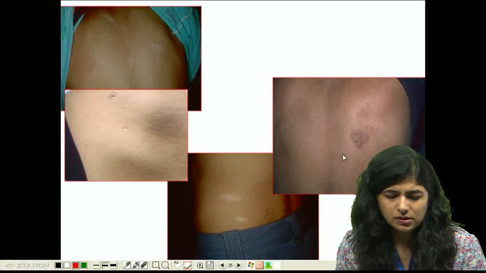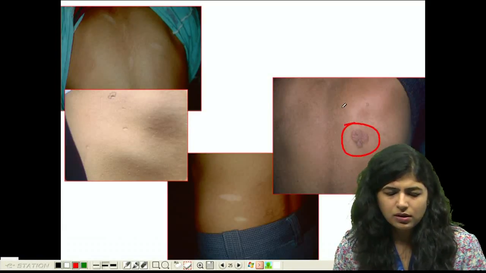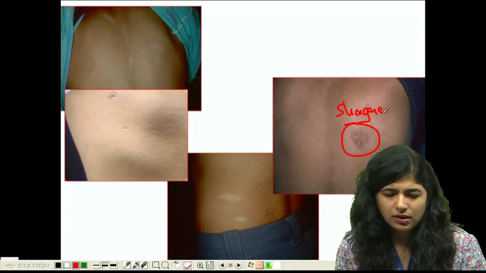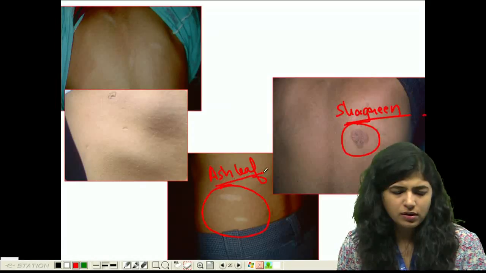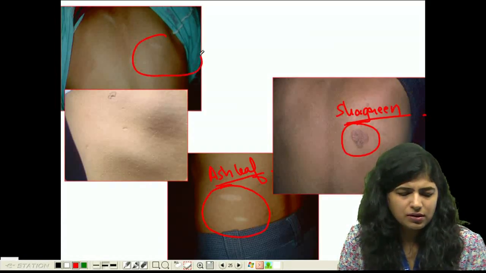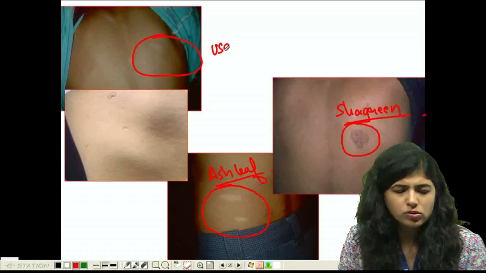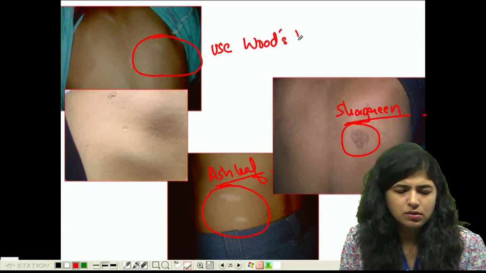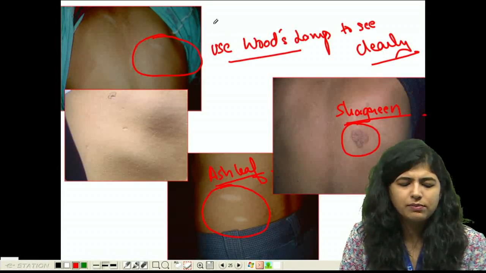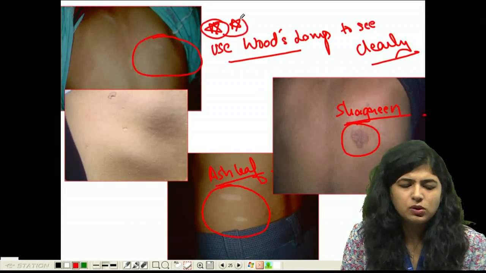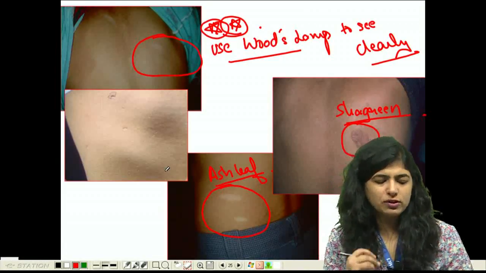Then, see this? Are you seeing this? This is the skin colored plaque on the back. This is shagreen patch. Then you see these macules. These are ash leaf macules. Here also these are ash leaf macules. And you can also use Wood's lamp to see them clearly. They will look more white in Wood's lamp. This is also asked in the question.